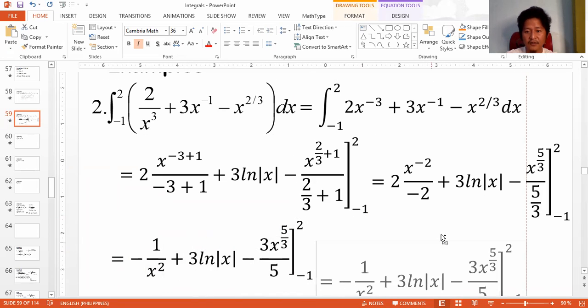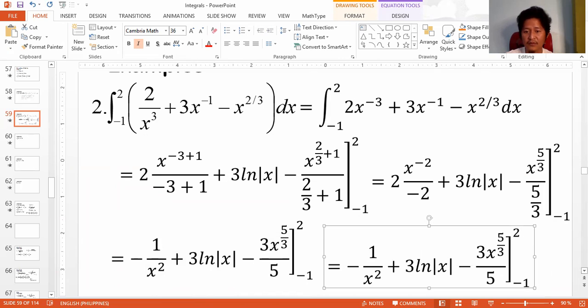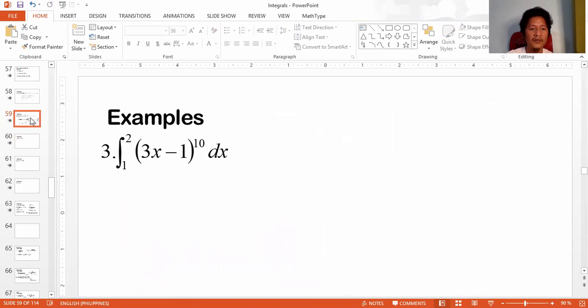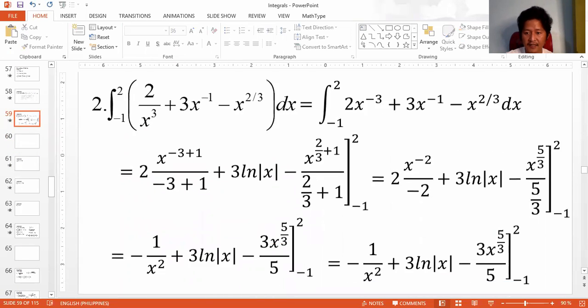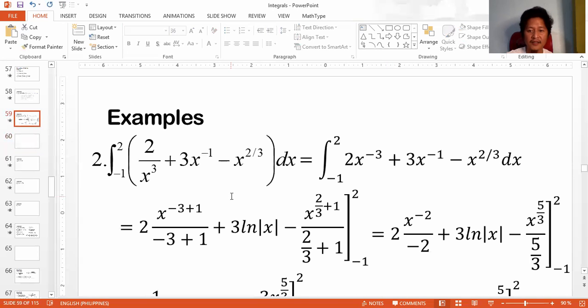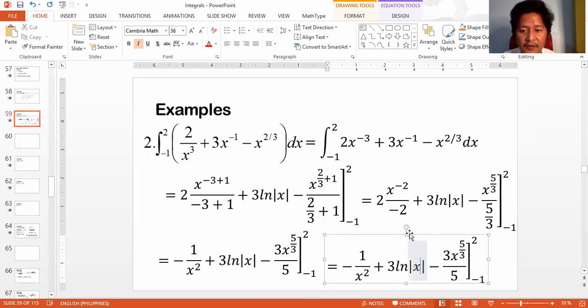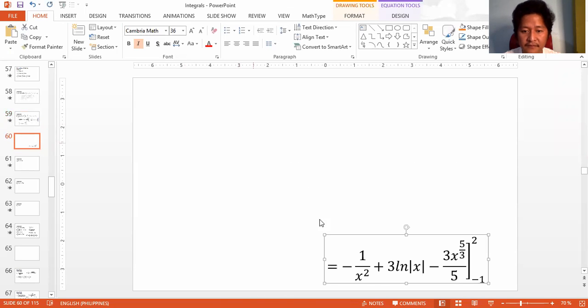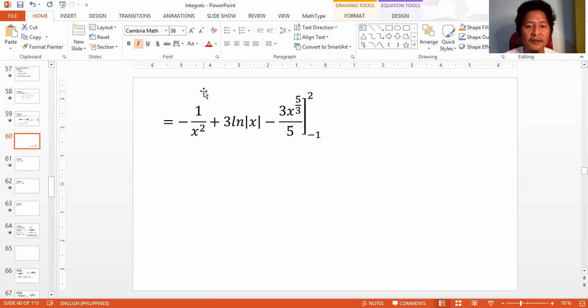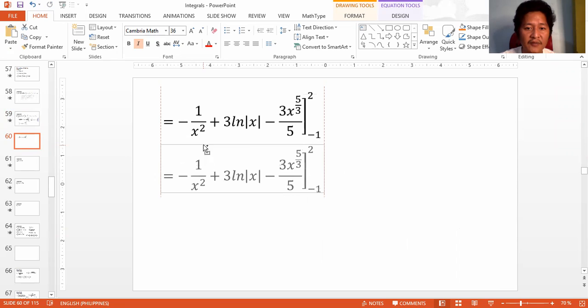And then finally, we now just have to substitute. I think we just copy this, put this on the next page para may space tayo. Okay, let's place this up. Okay, ito na siya, di ba? So we now perform, or we get the definite integral, so we just substitute. Okay, so let me copy all of this.